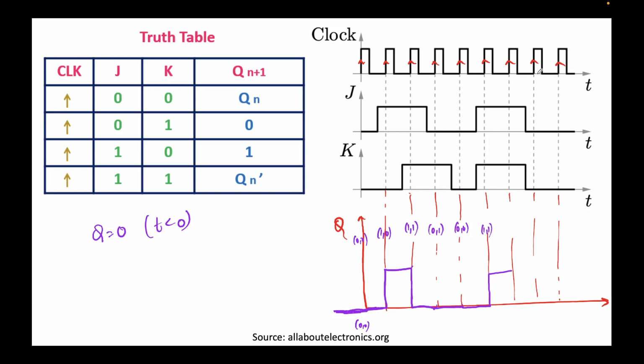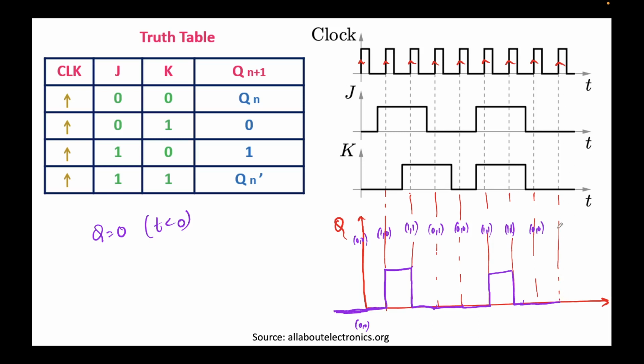Okay, and at the next positive edge, sorry, it's here. So it's 1 1 again. 1 1, we know again toggle, so it will toggle from 1 to 0. Next is 0 0. 0 0 means no change. So it was 0 here, so the next clock cycle will also remain 0.